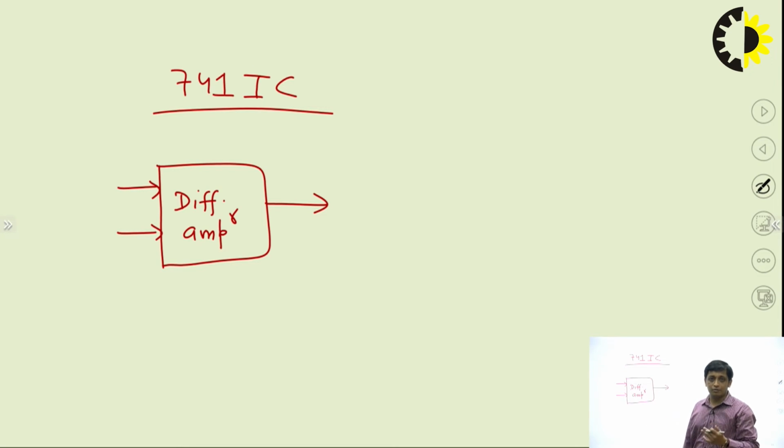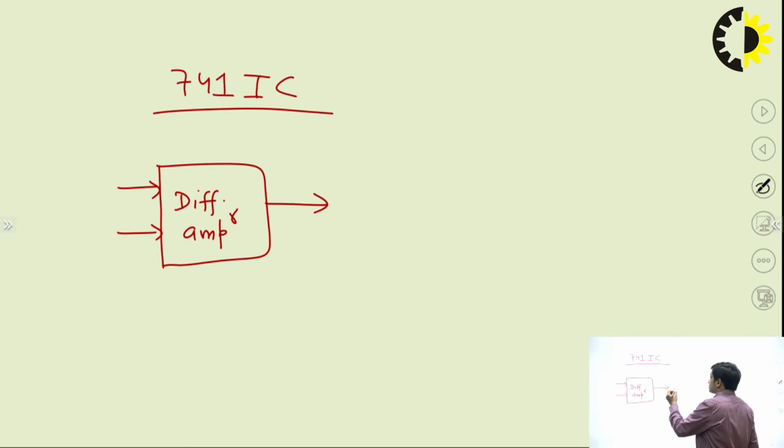The first stage is having an active load. That is another factor, because when we design a differential amplifier, it can have a passive load like a resistor, or an active load like a transistor. You studied in analog circuits the differential amplifier with resistive load and with active load, where we used a current mirror. Here again, inside the 741 IC, the first stage is the differential amplifier, and the load it is having is an active load, and the advantage of active load is it provides higher gain.